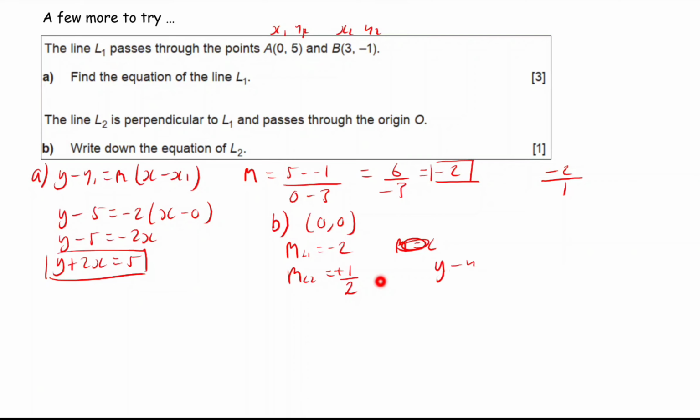Then to use the equation of a straight line, y minus y1 equals m brackets x minus x1. Now, for the origin, y1 and x1 are 0, so it's y minus 0 equals half brackets x minus 0. So we end up with the equation y equals half x.